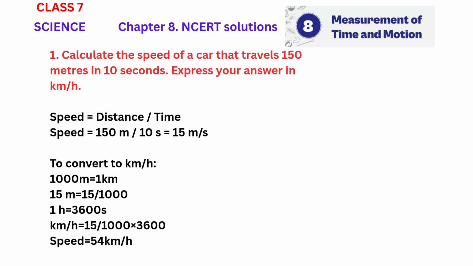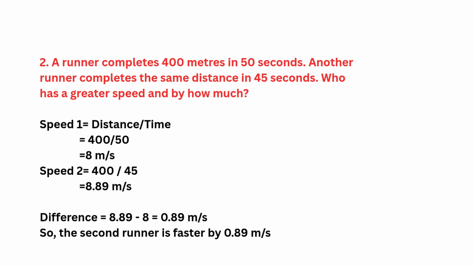Now we are going to convert the answer into kilometer per hour. 1000 meter is equal to 1 kilometer, so 15 meter is equal to 15 by 1000. 1 hour is equal to 3600 seconds. Kilometer per hour is equal to 15 by 1000 into 3600, so the speed is equal to 54 kilometer per hour.